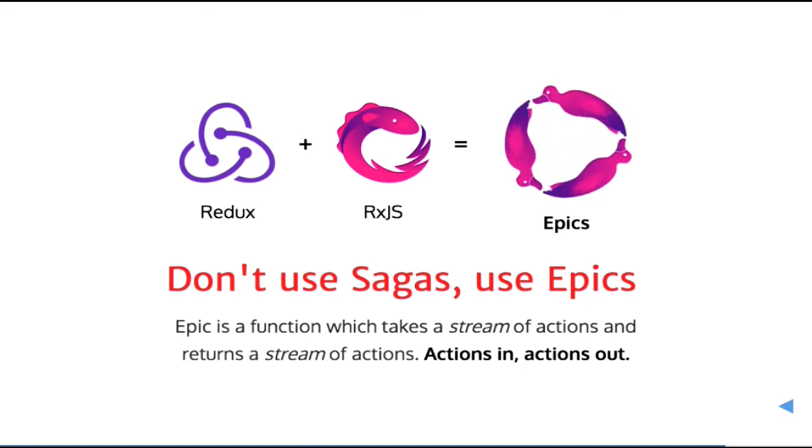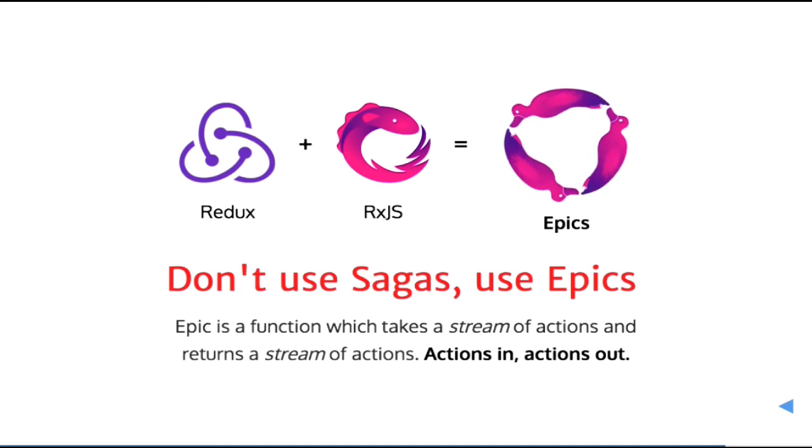Epics are streams. So if you know streams, you know epics. And that was the selling point for me. So basically, an epic is a function that takes a stream of actions and returns a stream of actions. Actions in and actions out. It acts as a Redux middleware, and it monitors all of your actions, and you can add or transform some of the actions into new actions, and finally dispatch them into your store.